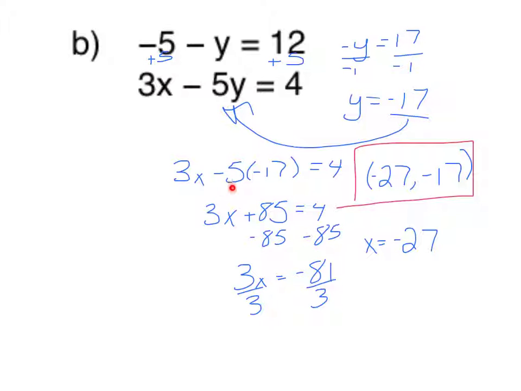Once I find that value, I plug it into the second equation. 3x minus 5 times negative 17, we get positive 85. We have to subtract it to the other side. 3x is equal to negative 81. Divide by 3 and we get negative 27 for our x coordinate. And then again, we just plug it into our coordinate point, negative 27, comma, negative 17, and you're finished.